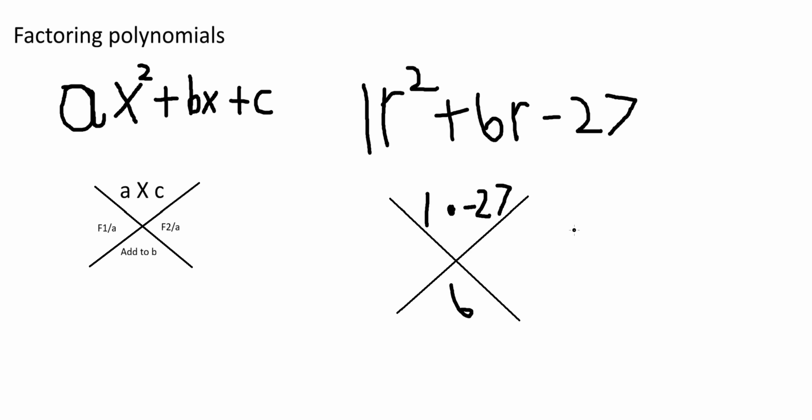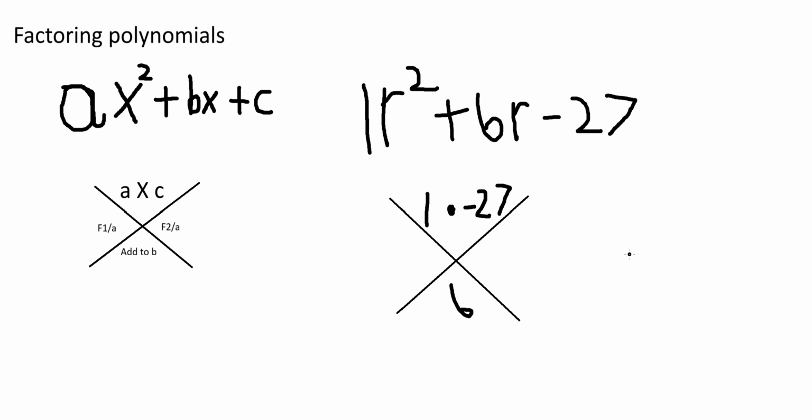Now, what do these two little things on the side mean? So F1 and F2 stands for factors. So factor 1 and factor 2. And you can see that they're both being divided by A. So basically, we want to be able to find two numbers that multiply into negative 27 and also add up to 6.